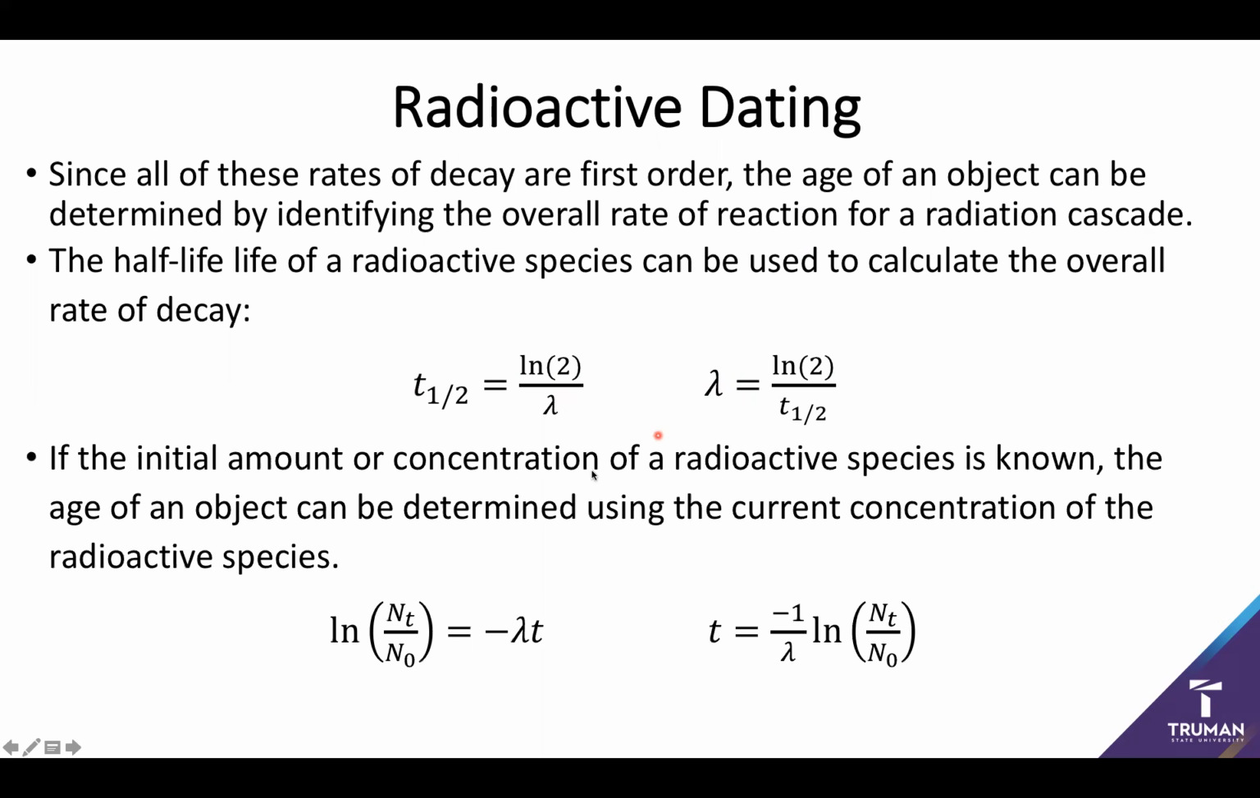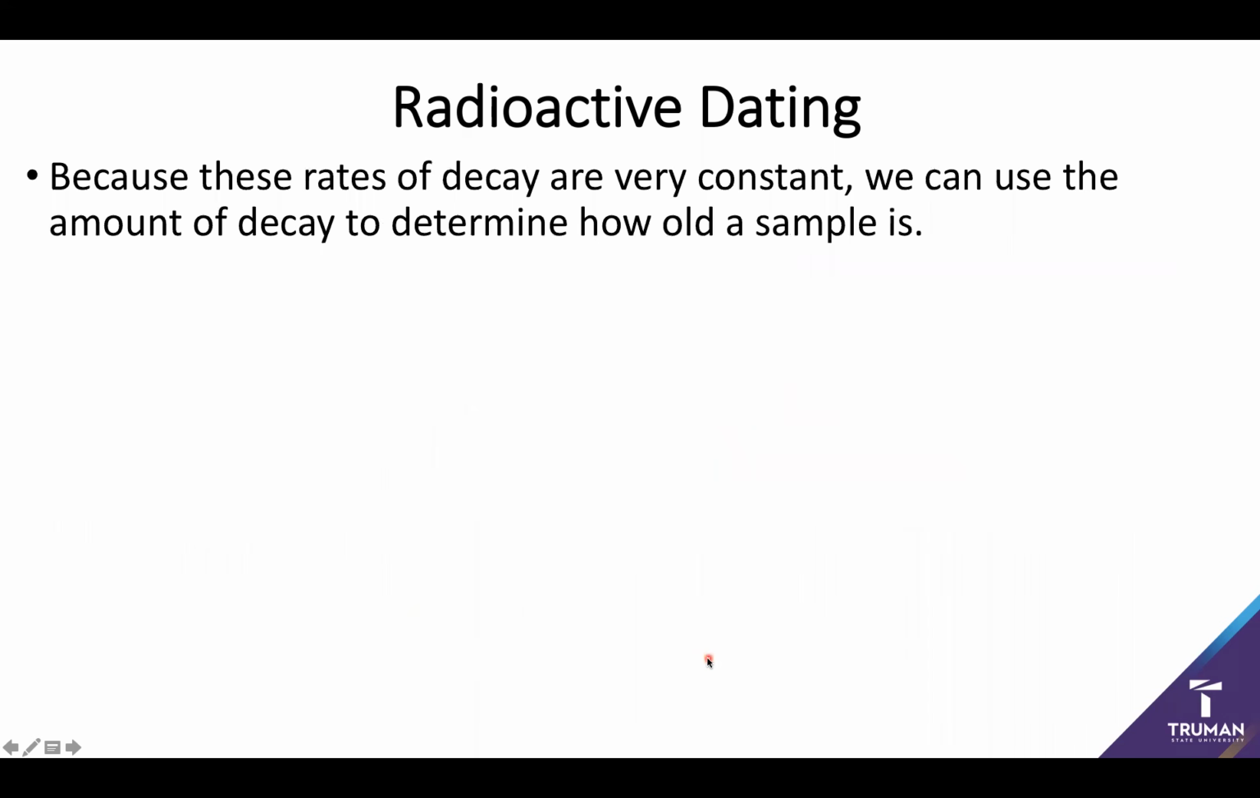Then, as long as I know the initial amount or concentration of a radioactive species, if I measure the concentration at a given time, I can figure out how much time has passed. And this is really what constitutes radioactive dating. First, establishing the ratio change, getting the rate constant from the half-life, and then solving for the amount of time that's passed. So one of the big things is that because these rates of decay are fairly constant, I can go ahead and combine these equations to figure out exactly how old a sample is.